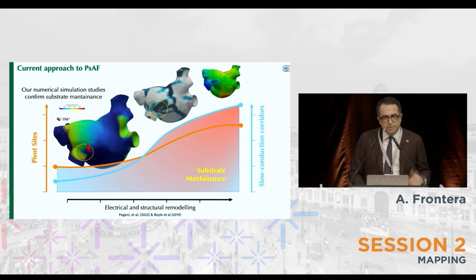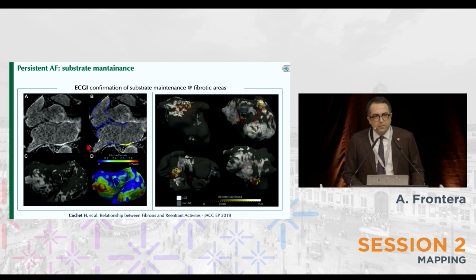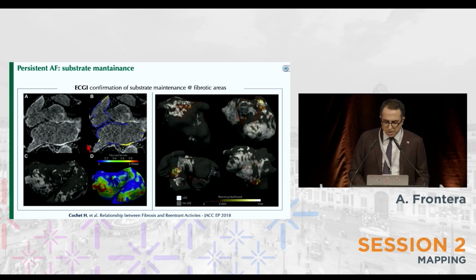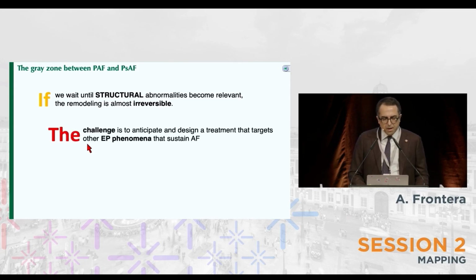And this happened often. So this evidence is not coming only from numerical simulation, but also from ECGI and imaging. This is an elegant work from the Bordeaux group, Hubert Cochet, first author, and you see that ECGI showed the overlaying of phase singularities with late gadolinium enhanced distribution, which represents areas of fibrosis. So if we wait until structural abnormalities become relevant, the remodeling will be almost irreversible. So the challenge is to anticipate and design a treatment that targets other EP phenomena that sustain atrial fibrillation.